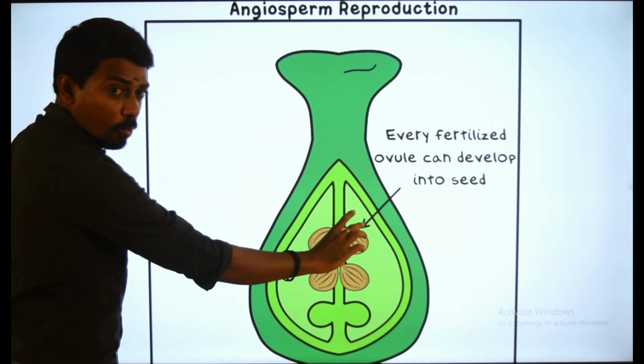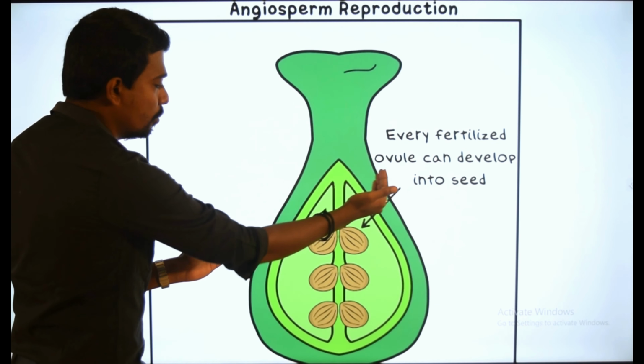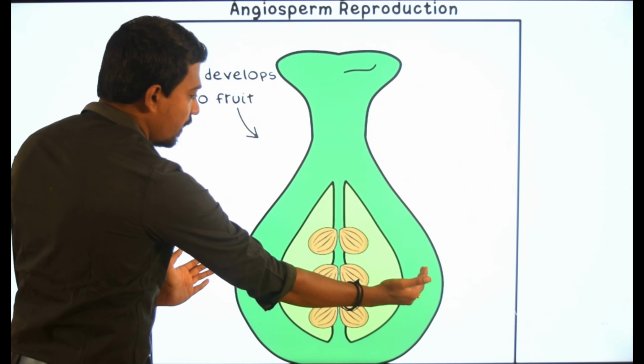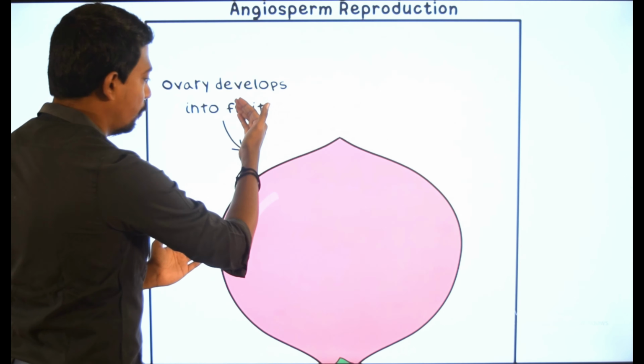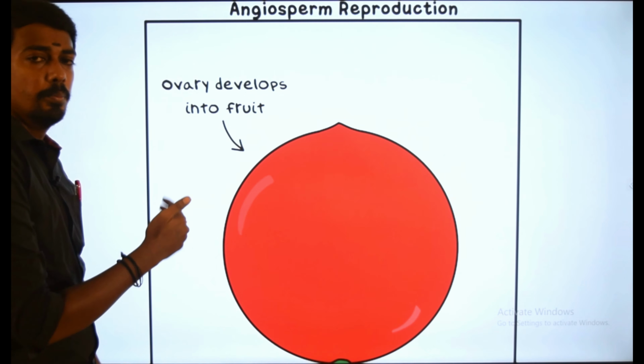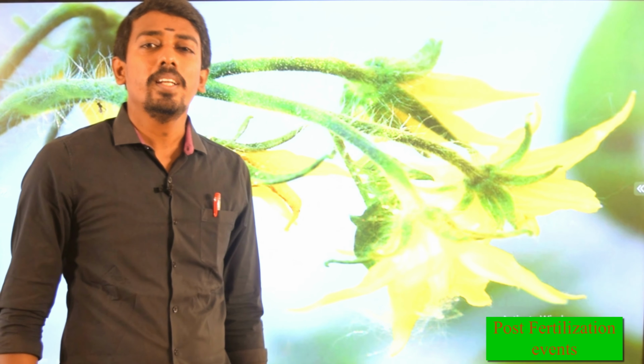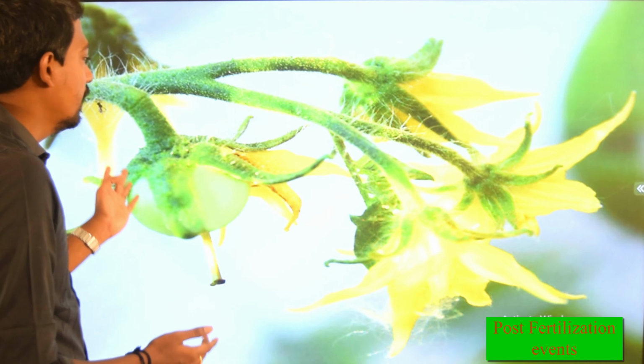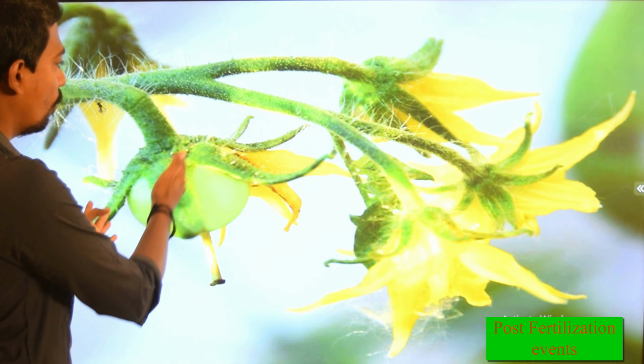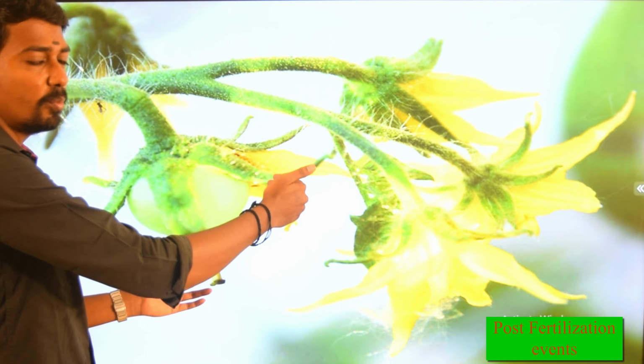So next, the ovule is now being transformed into seed and the ovary keeps bulging into fruit. So this is the post modification of the flower after fertilization. What happens to the flower once it completes the process of pollination and fertilization? If you see this diagram, it is now clear for you to understand what are the events that take place in a consequent manner.